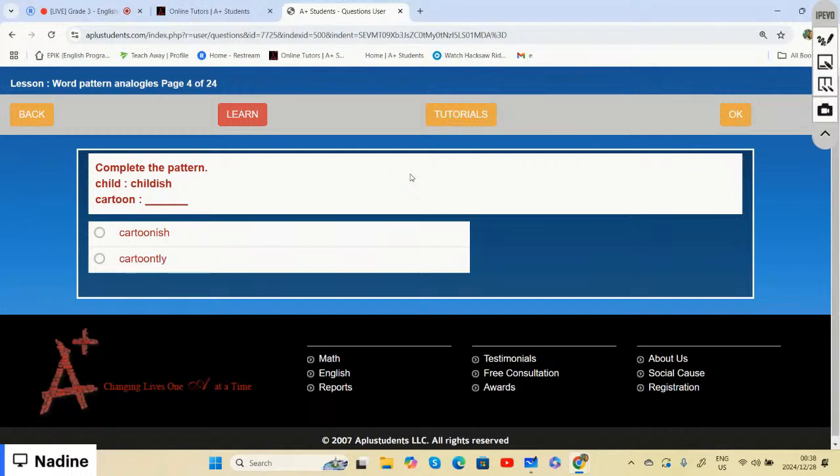If you are extremely childlike, then we can say it's childish. But now, if you are a cartoonist, does it make you cartoonish, or does it make you cartoonly? Option one, cartoonish, or option two, cartoonly? Which one is correct?